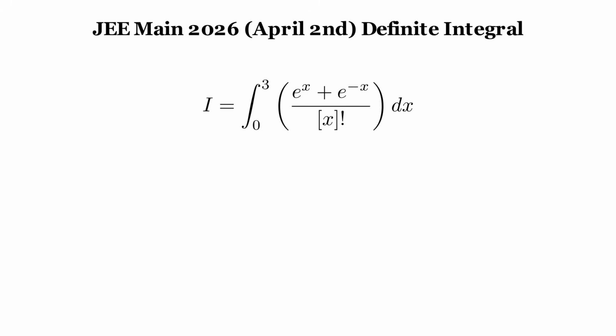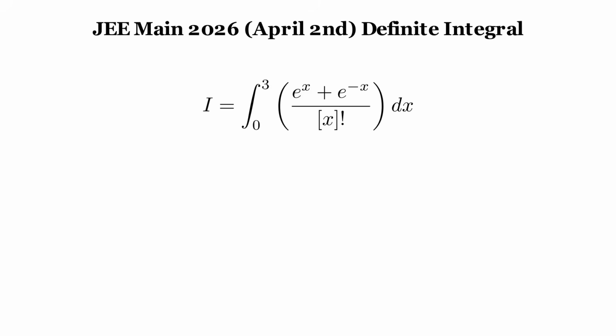Today we are tackling a fresh calculus question from the JEE Main 2026 April 2nd examination that tests your core understanding of definite integrals and piecewise functions. Take a look at the problem right here. We have a definite integral to evaluate that goes from 0 to 3 and the integrand is e to the power x plus e to the power minus x divided by the factorial of the greatest integer function of x.